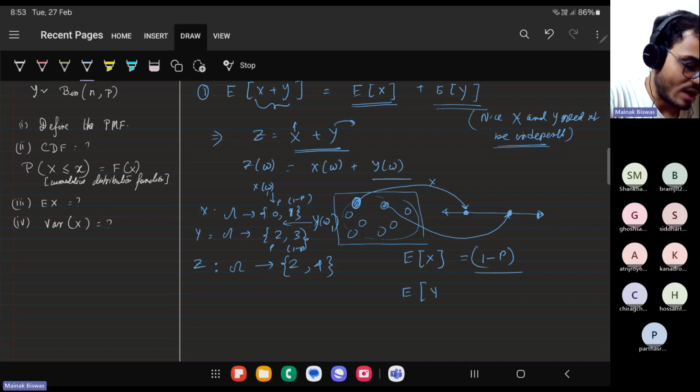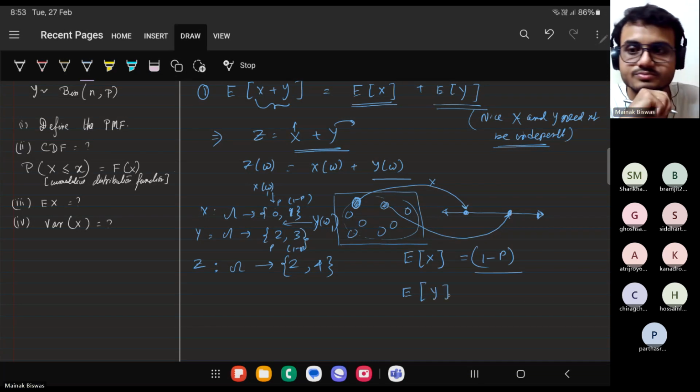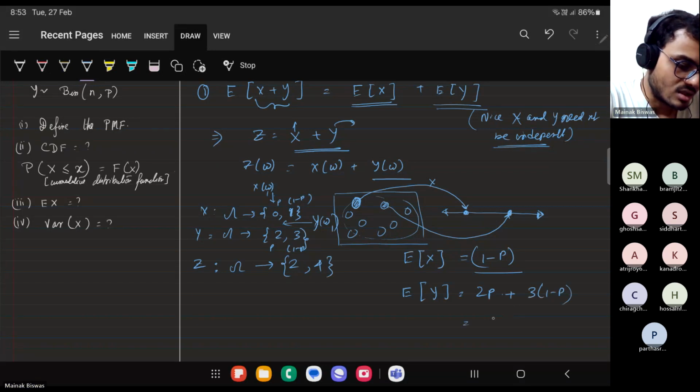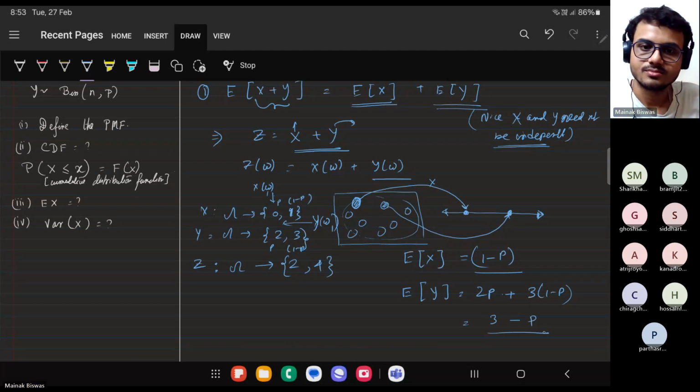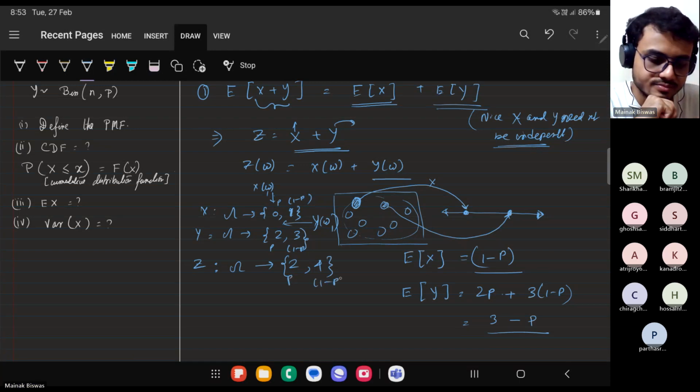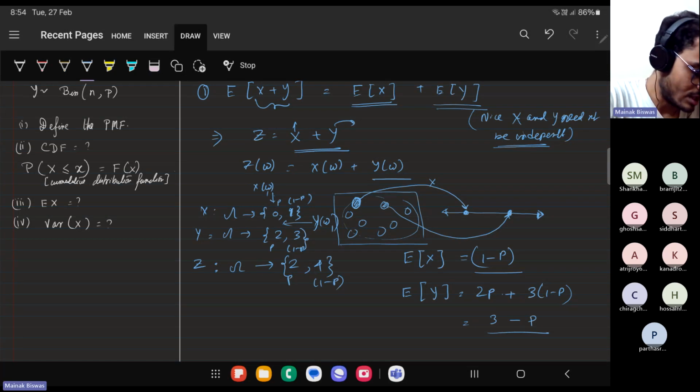And the expected value of Y will be? What would be the expected value of Y? It is 2 into P plus 3 into 1 minus P. Correct. This is 3 minus P, right? Yes or no? Agreed? I think you told me the answer.